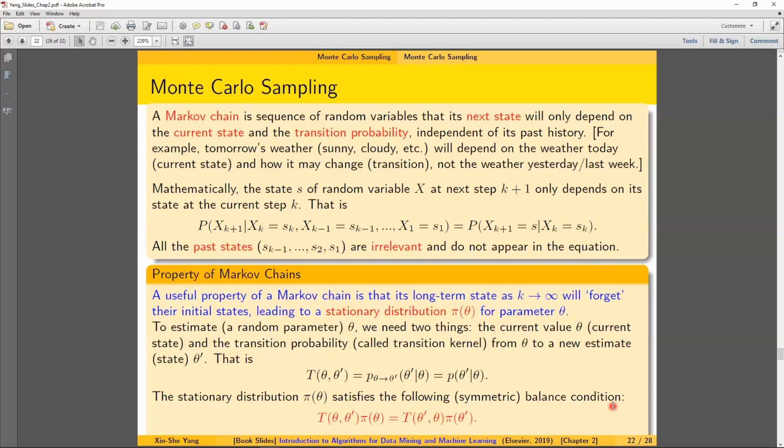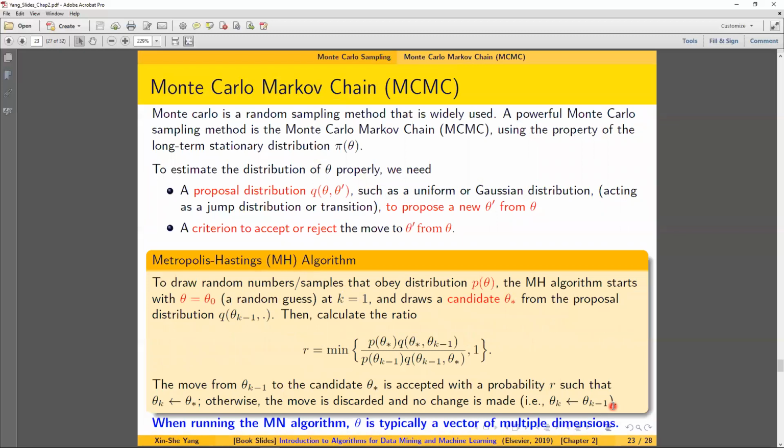Okay, this is the definition for Monte Carlo. It's really Markov chain. We haven't gone through the Monte Carlo sampling quite yet, but in order to understand Monte Carlo sampling, you have to understand what is Markov chain. And there's a specific thing that is called Markov chain Monte Carlo, MCMC. So MCMC is a random sampling method, and it uses the property of the long-term stationary distribution pi theta that we just discussed.